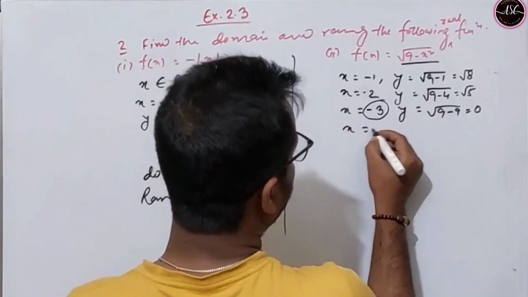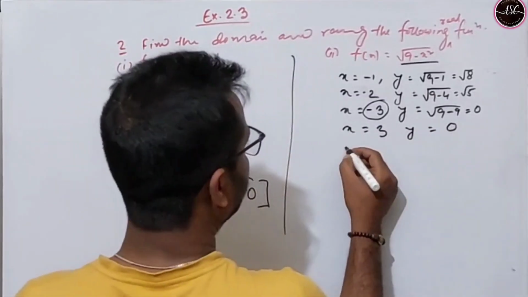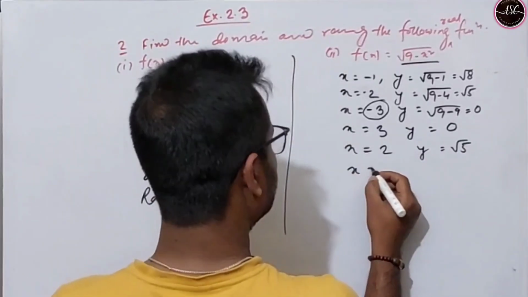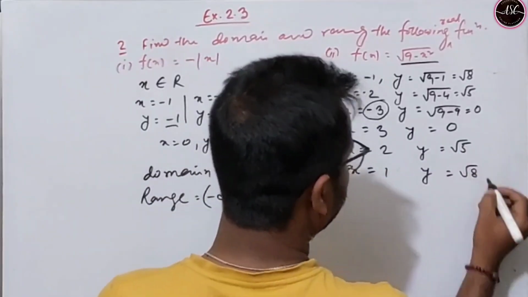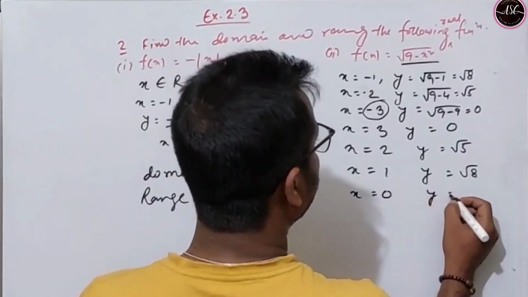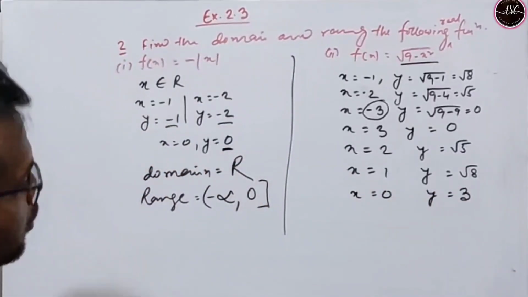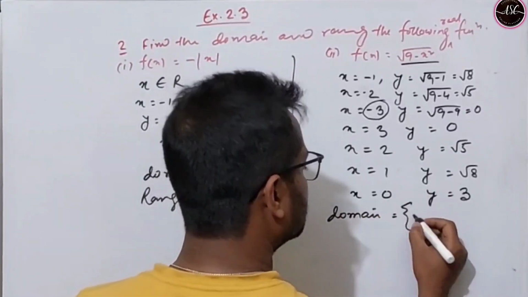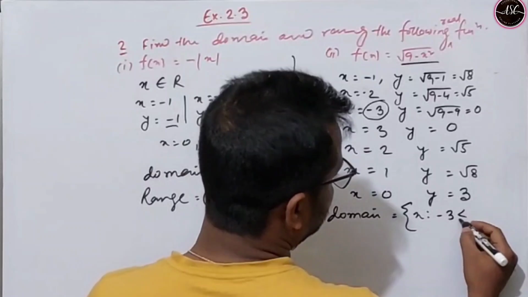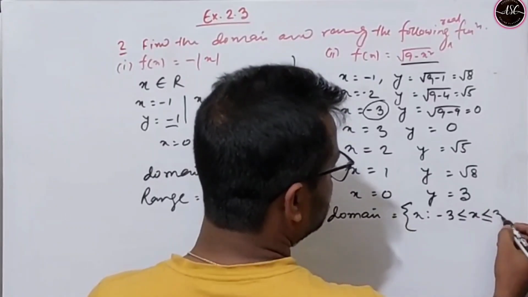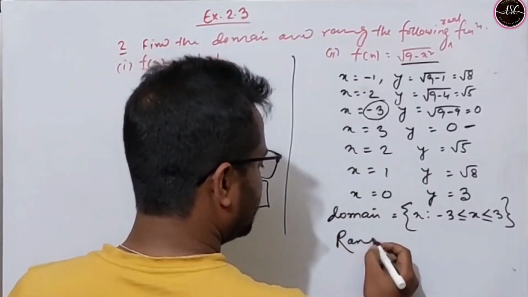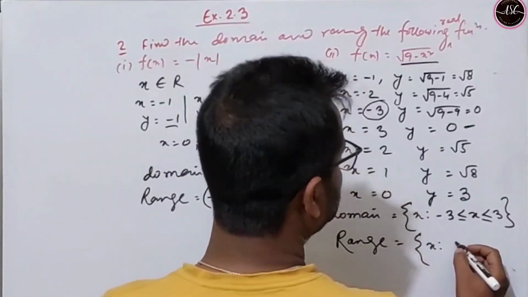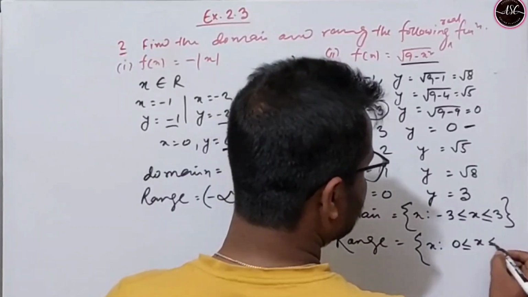If x equal to 3, y equal to also 0. X equal to 2, we get y equal to root 5. X equal to 1, we get y equal to root 8. If x equal to 0, y equal to 3. Okay, so the domain will be minus 3 less than or equal to x less than or equal to 3. That means the range will be 0 less than or equal to y less than or equal to 3.